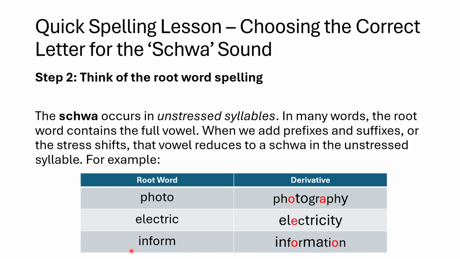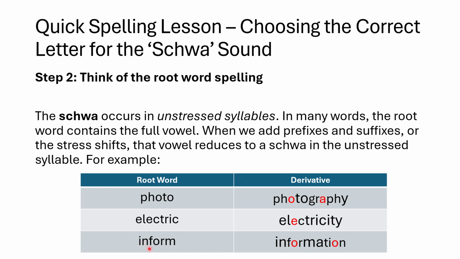In the root word electric, the letter E and the letter I make their full vowel sounds in all syllables. When the suffix ity is affixed to the base word, the stress shifts. The second letter E is in an unstressed syllable, so it makes a schwa sound. Electricity.